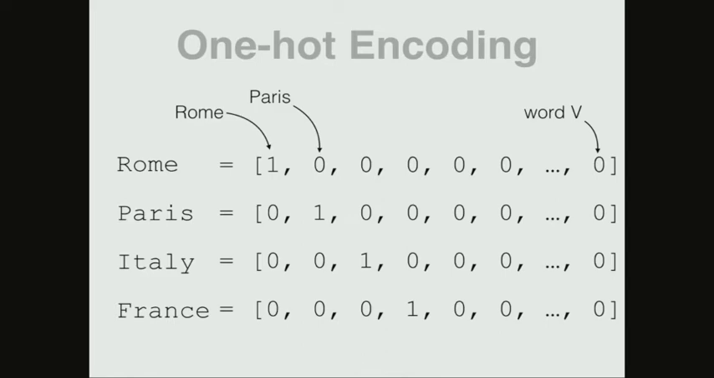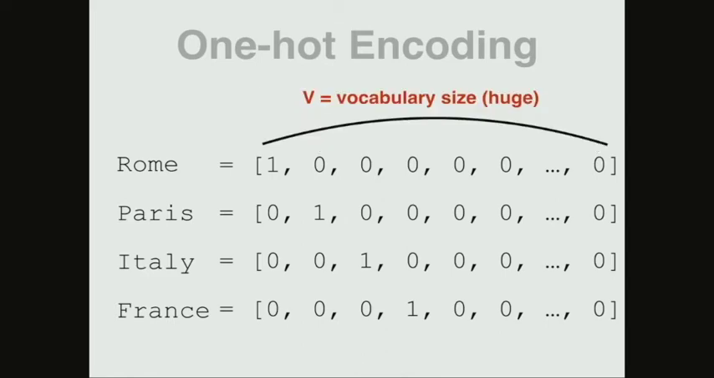And there are a couple of problems with this kind of representation. The first one is dimensionality. We have many, many dimensions, as many as the words in our vocabulary. And the second problem is we don't really have a notion of similarity between these words because they don't have dimensions in common.